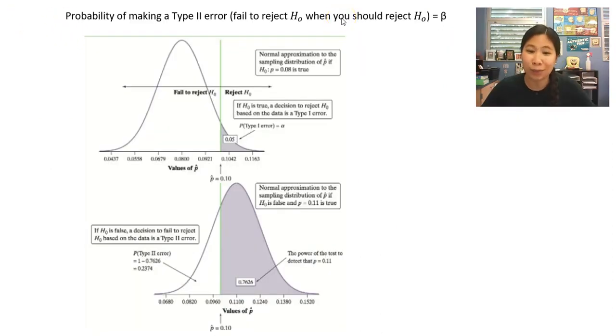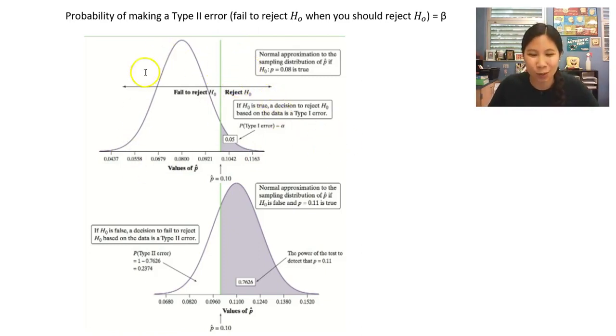All right, so probability of type 2 error is actually a little bit more complicated, because remember, type 2 error is when you fail to reject H0 when you actually should reject H0. So if we're saying we should reject H0, that means H0 wasn't actually true. So in this picture, it's more complicated. I stole it from the textbook because they did a really good job of making it beautiful.